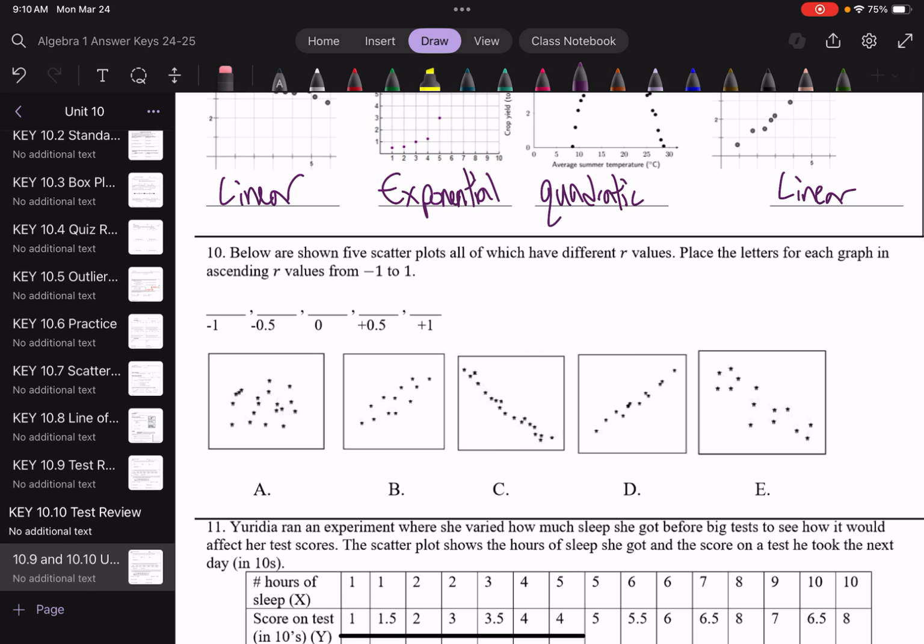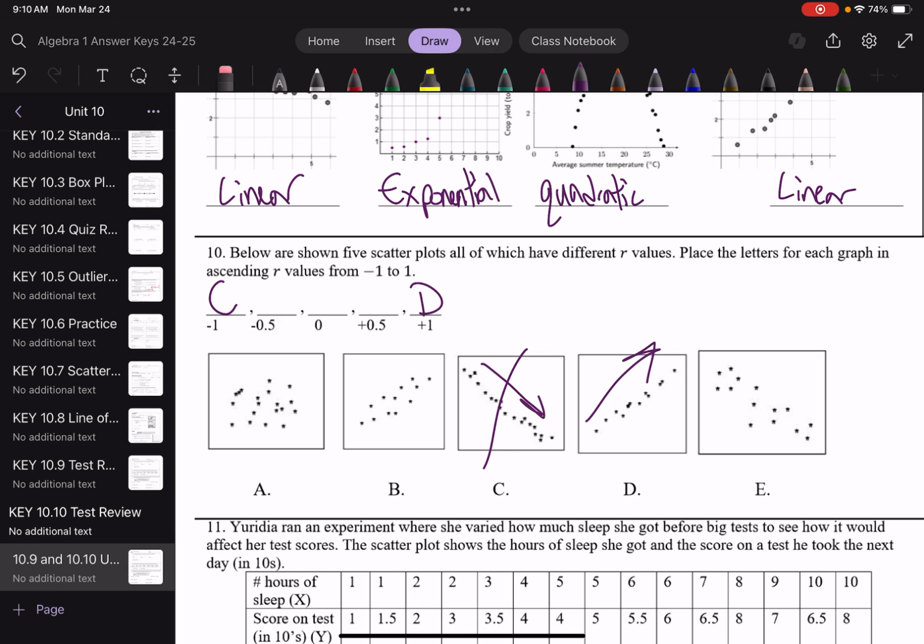And we're going to guess on this next one. It's not going to be perfect, but we are just guessing based on what's given to us. It says we have 5 scatter plots that have different R or correlation coefficient values. Place a letter for each graph in ascending R values from -1 to +1. So first off, I'm going to go ahead and find -1 and +1. C has a pretty straight line going down, so I'm going to say that that is my -1. As X increases, Y is decreasing. So I've used this graph, which is good. I'm going to say that D is going to be as close to +1 compared to the rest of these as possible.